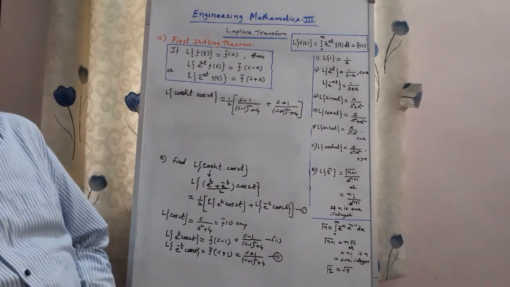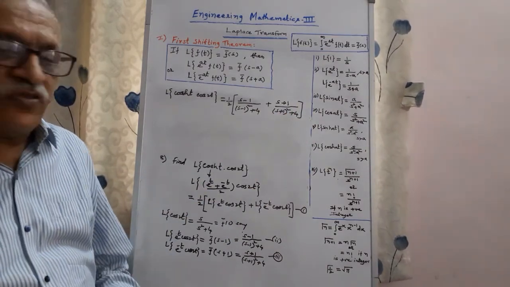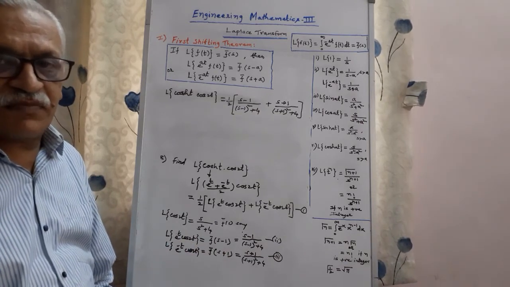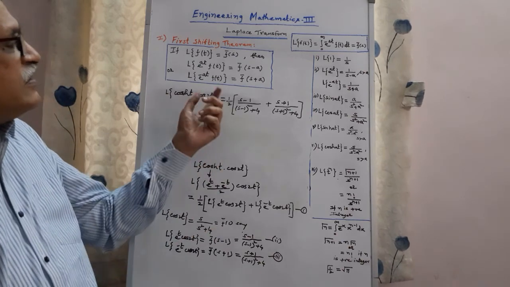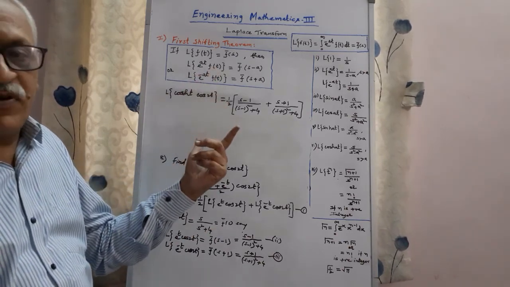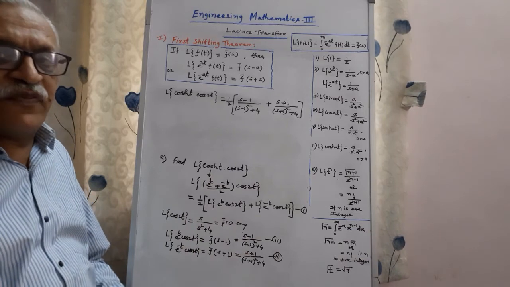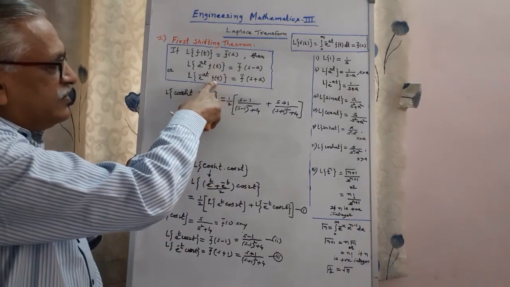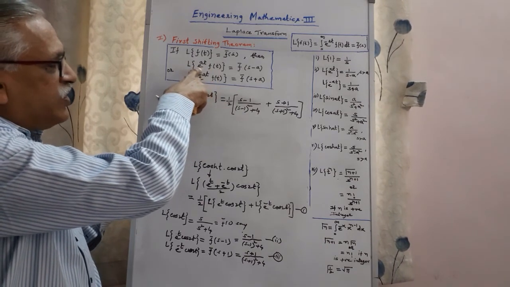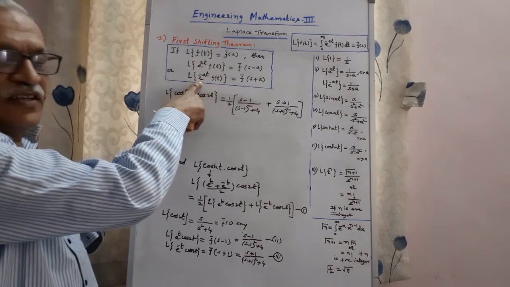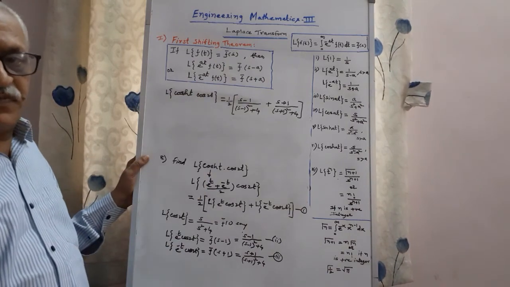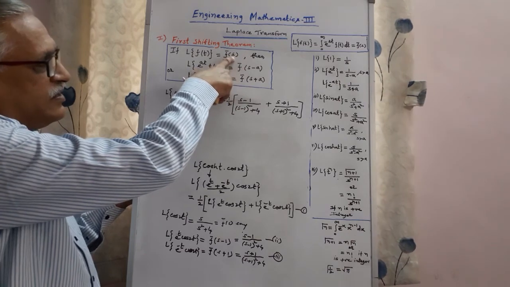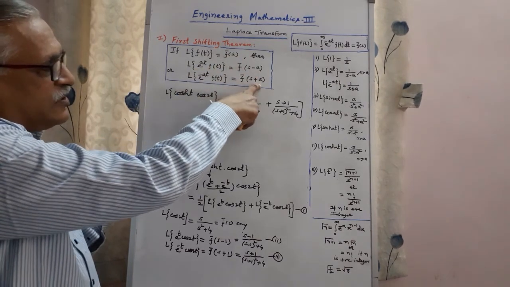Therefore, with the help of all these examples, I tried to explain how we can use the first shifting theorem. The important thing is to identify whether it is a problem of first shifting theorem or not. And how to identify it? Once again I will repeat. If any function f of t is multiplied by either e raised to at or e raised to minus at, then it is a problem of first shifting theorem, and its value is obtained by replacing s by s minus a or s plus a.